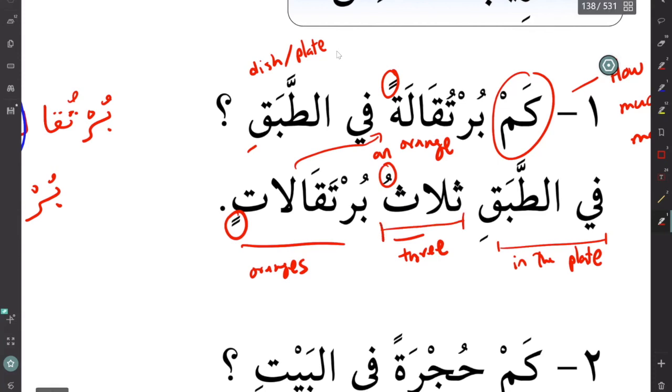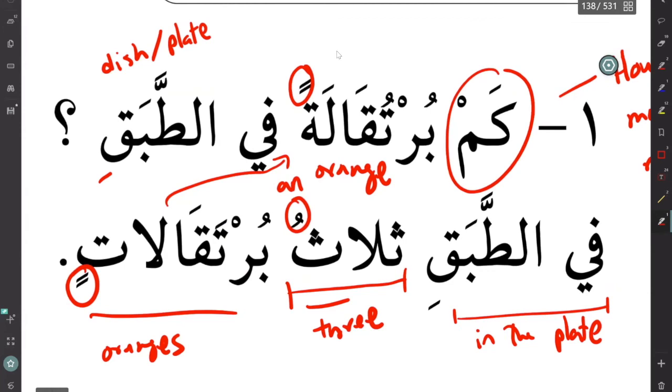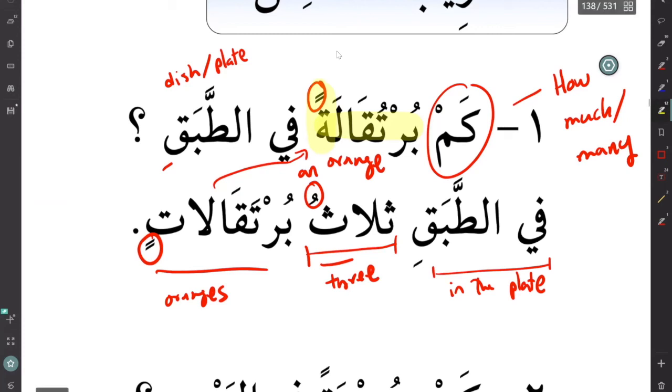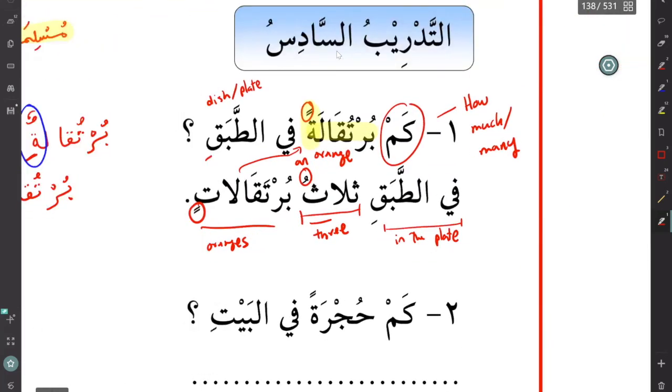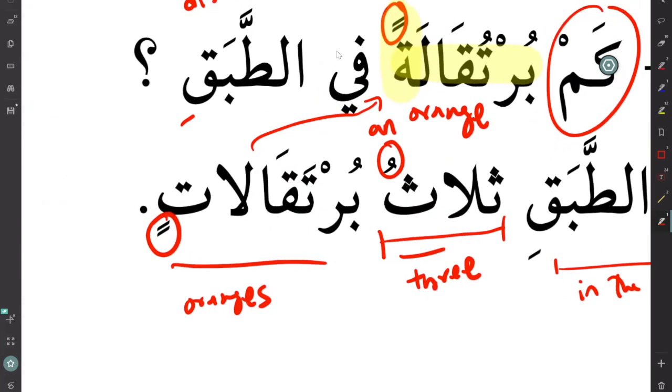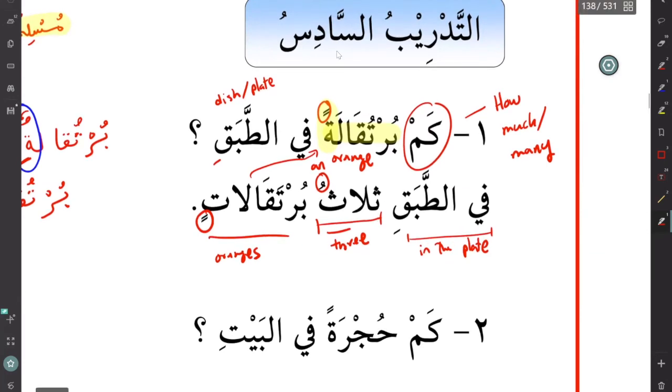Second, what we said is that when we are using the number, we have to use the opposite of the gender. So if the noun is feminine, for example, we have a feminine noun here, burtuqala, because it ends with ta marbuta, we have to use the opposite. So we say thalathu instead of thalathatu. We went into details last time, so I'm not going to go into too much detail. Just something to keep in mind. And then you use the plural form, so you say thalathu burtuqalatin. Now we can translate: in the plate there are 3 oranges.